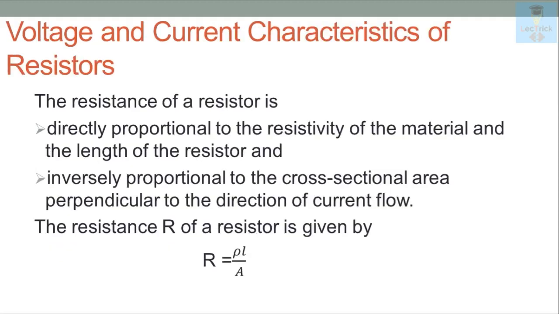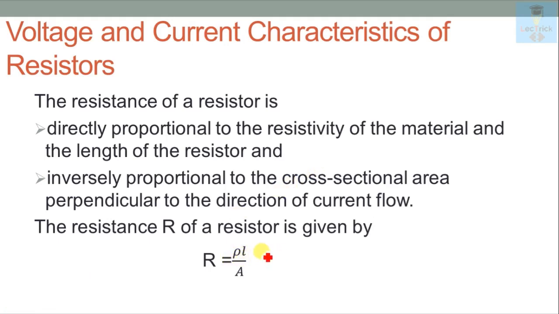Let's move to the next slide. In the voltage and current characteristics of a resistor, what will resistance depend on? One is that resistance is directly proportional to the resistivity of a material and the length of the resistor. When the length increases, the resistance also increases. Each and every material has a different resistivity. What is resistivity? We will cover it in the next slide. Resistivity is measured in ohm meter, and the area is the area of cross section, with length in meter. So this is the total resistance of a conductor.